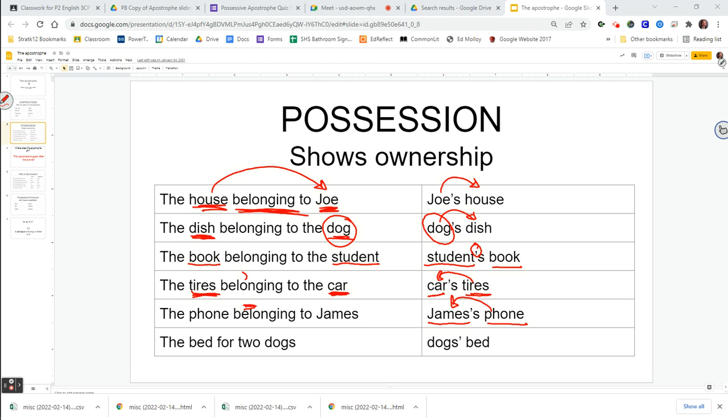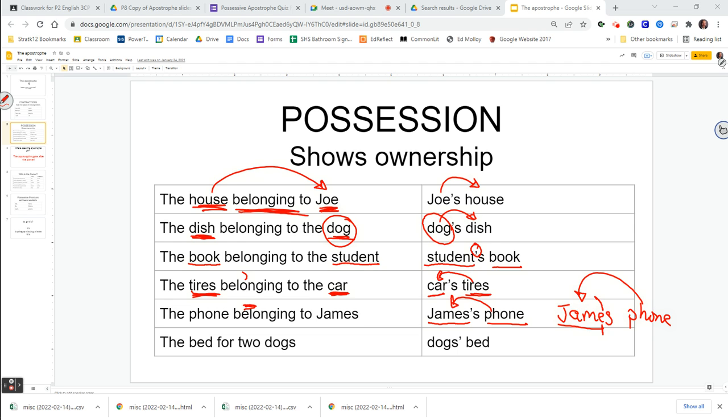If I had put it the other way, James, and put the apostrophe here, James phone, I'm saying that the phone belongs to this person named James, because the apostrophe goes after the owner. Maybe the guy's name is James, and it would be James' phone. But most likely the person's name is James, and so the apostrophe goes after the person's name.